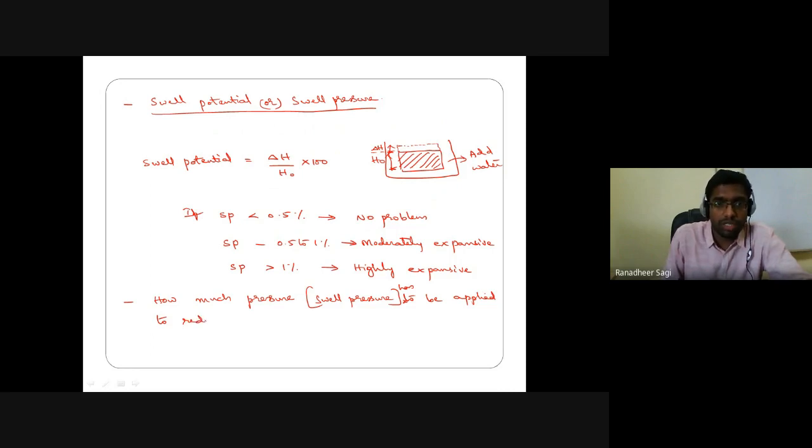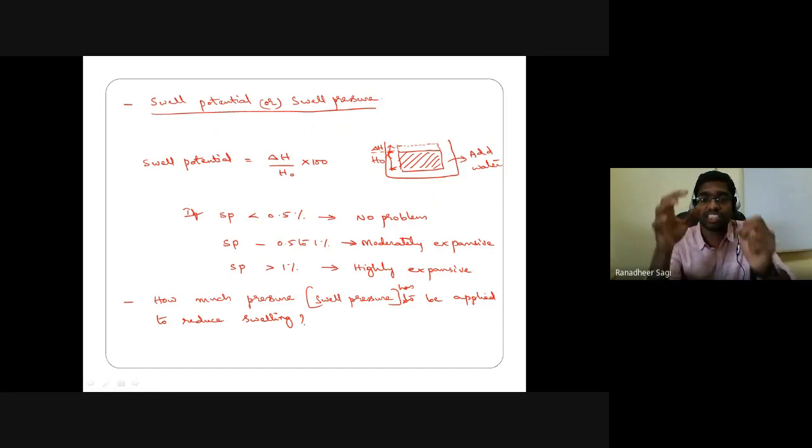So to reduce swelling, how much pressure do I have to apply externally on that particular soil? It's not that I'll allow the swelling to happen and then apply the external pressure on that soil sample. No. If I know how much swell pressure will be exerted by that particular soil because of the process of swelling, then to counterbalance it, how much pressure do I have to apply externally to ensure that swelling does not happen in that particular soil?